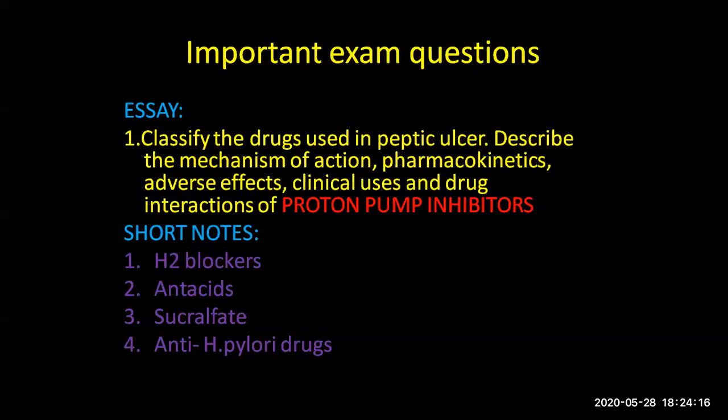Questions for the examination. Under this topic, we have an essay which includes classification of drugs used in peptic ulcer, and you may be asked to describe the mechanism of action, pharmacokinetics, adverse effects and clinical uses, and drug interactions of proton pump inhibitors. Some of the short notes covered under this topic will be H2 blockers, antacids, sucralfate, and anti-H. pylori drugs. I will be explaining each of these questions, which will be useful for your exams.